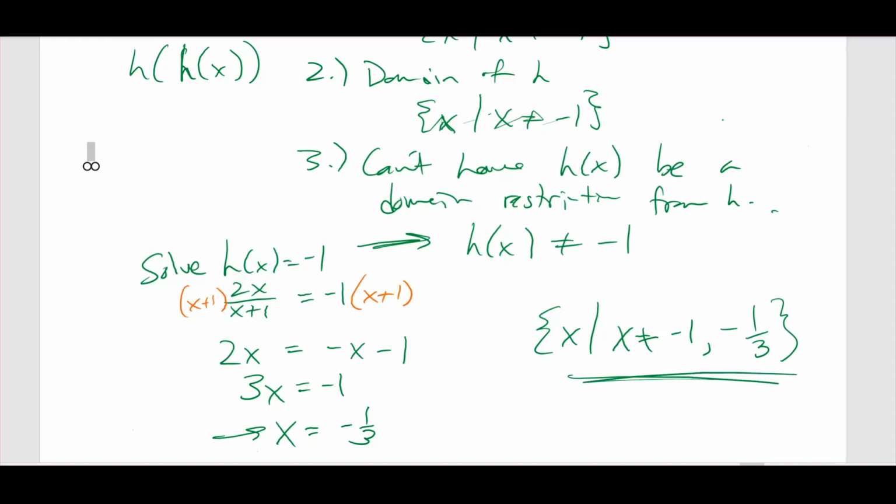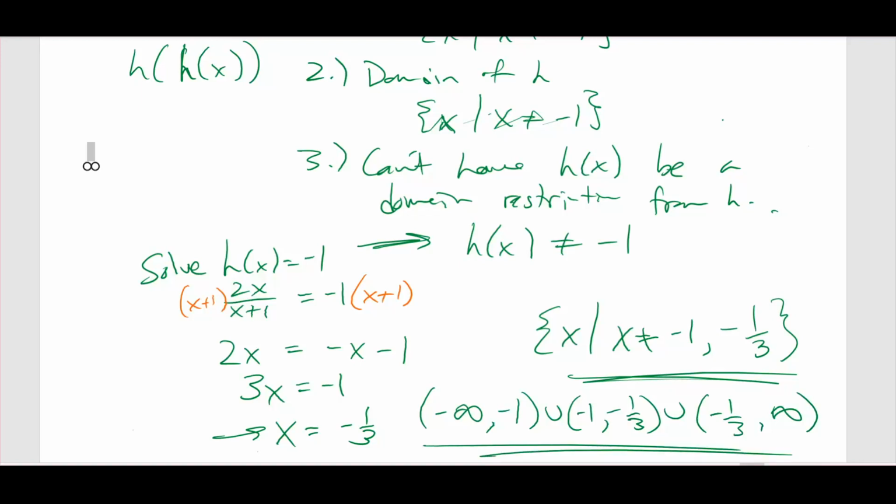We've got our domain. And now we can write this as an interval if we want to. It would be negative infinity to -1, union -1 to -1/3, union -1/3 to infinity. So we not only had to take out x equals -1, because that's the first function value we're going to go through and we can't have -1, but we also have to restrict the value -1/3, because that's what makes our function equal to the domain restriction.